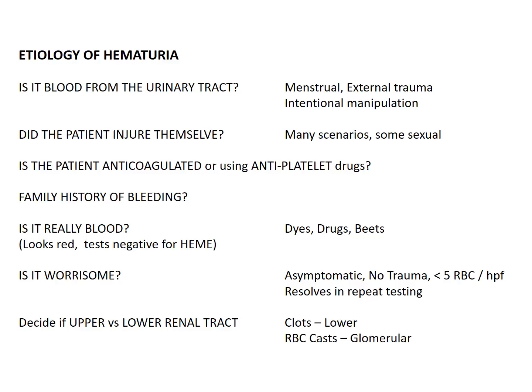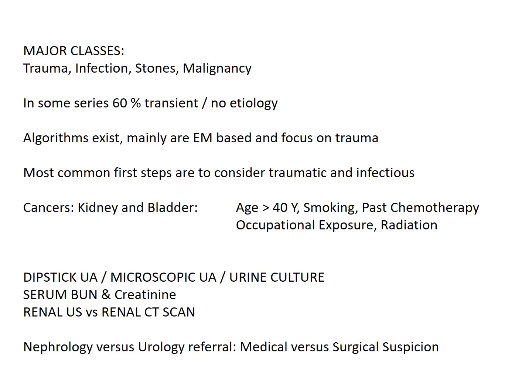And then where's the blood coming from? Is it upper renal or lower renal? If you're seeing clots in the urine, the blood is probably coming lower from the bladder and below. If you're seeing red blood cell casts, or if they're reporting red blood cell casts in the urine, then that's probably indicative of an upper phenomenon, particularly glomerulonephritis. So some things that you've got to think about when you see red urine: is it actually blood? And if it is blood, where's that blood coming from?